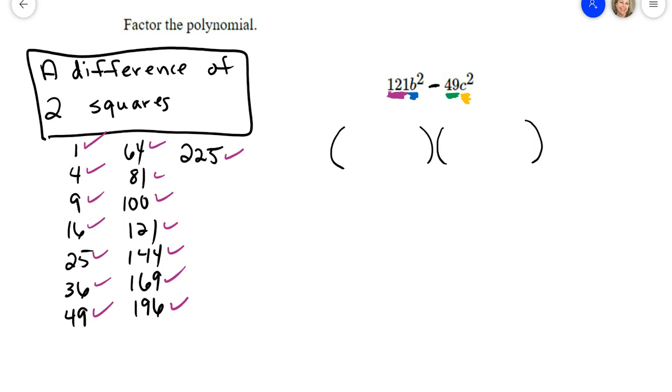The 121 splits to be 11 times 11. When you take 11 and square it, 11 squared, difference of two squares, get it? 11 squared, you get 121. But then you've also got that b squared, so you're going to put one of the b's here and the other b there. 11b times 11b. Then for the 49, that comes from 7 times 7, so you put a 7 here and a 7 there. And the c squared, you got to put a c here and a c there. So 7c times 7c is 49c squared.